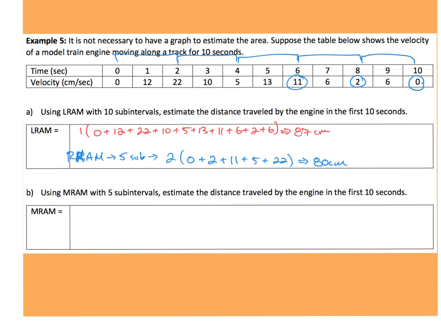I'm going to use MRAM with 5 subintervals. Again, what's going to be my width? 2. So my width is still 2. However, an MRAM, a midpoint Riemann, is going to be in the middle. So what value would I be using here? It'd be 2 times what?